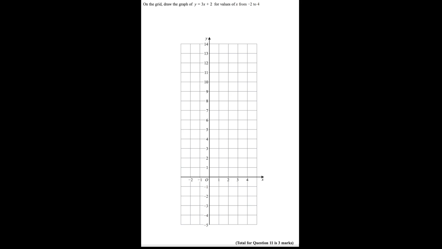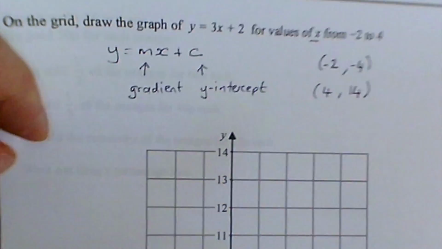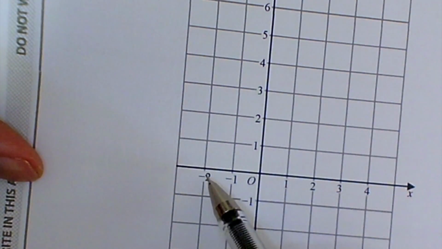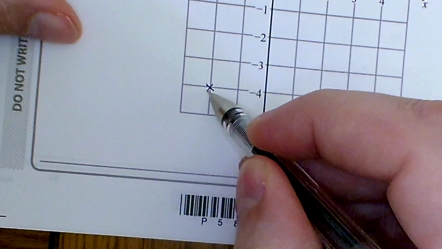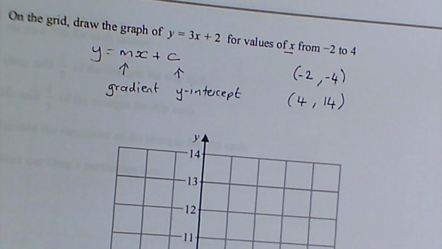Now what you want to do is plot those 2 points on your graph. So I'm going to put little x's at -2, -4. That's the first one I've got to do, isn't it? -2, -4. So put an x there. Okay. And we don't want to draw past that x. And the next one, along 4 and up 14.